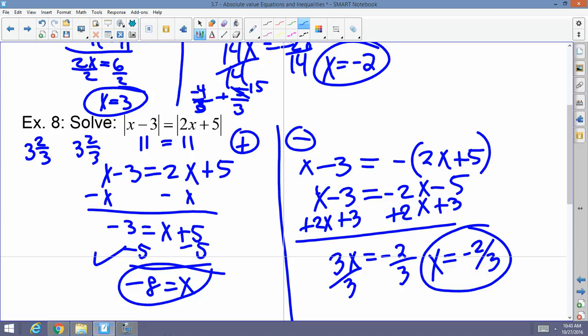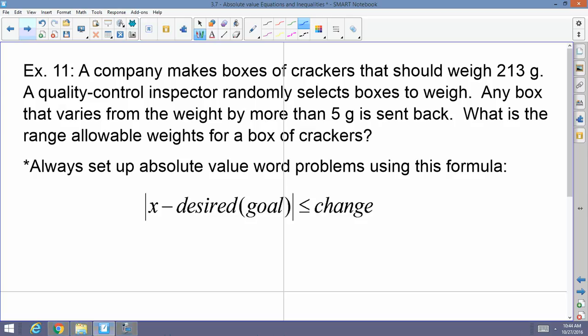Okay, now, the most important part of this, word problems. Not just for the SAT or the ACT. Yeah, it's nice for that. But this is really used a lot in business. And it's just a logical way to think about how to get what's called variances or change in production or cost. A company makes boxes of crackers that should weigh 213 grams. A quality control inspector, by the way, that's a really good job. Very good technical job.